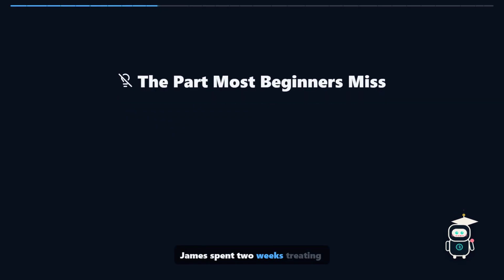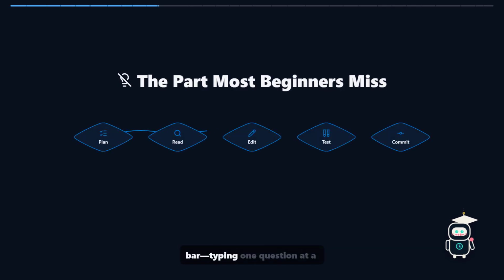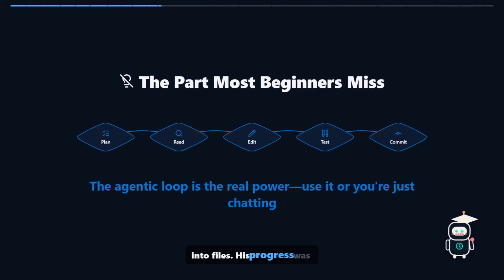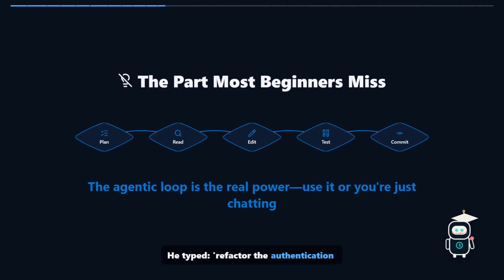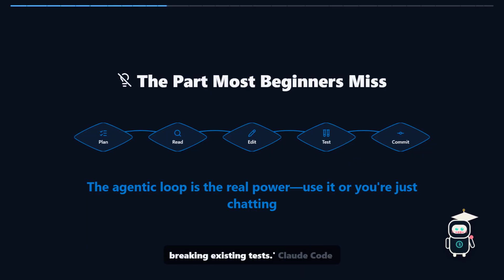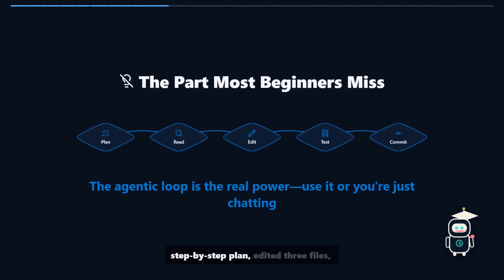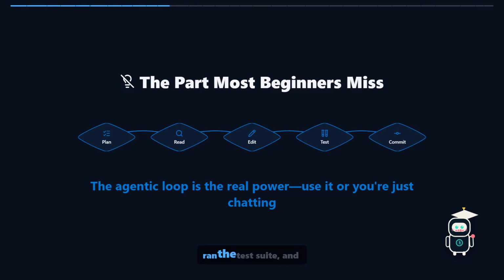James spent 2 weeks treating Claude Code like a search bar, typing one question at a time, copying answers, pasting them into files. His progress was glacial. Then a coworker showed him what happened when you give it a real goal. He typed, "Refactor the authentication module to use OAuth 2 without breaking existing tests." Claude Code mapped the codebase, wrote a step-by-step plan, edited 3 files, ran the test suite, and committed the changes.